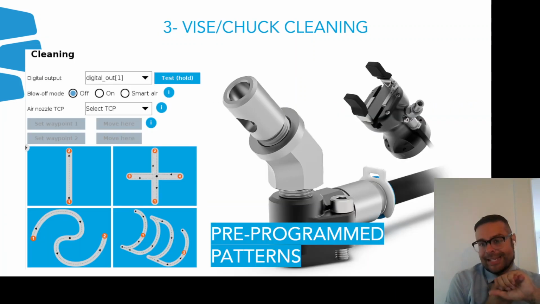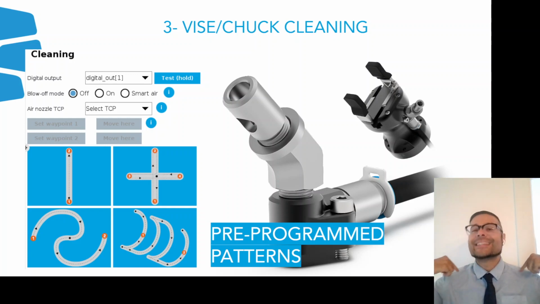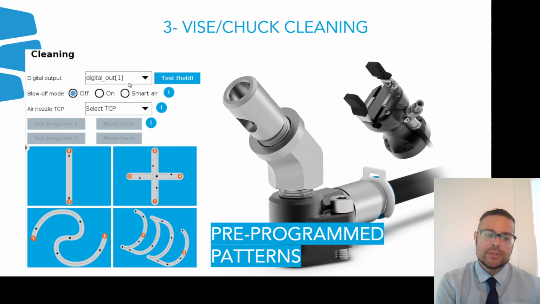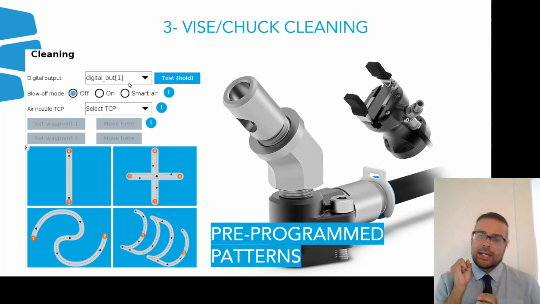Then we're gonna clean the vise, the chuck, or the part with air, okay? So we're using compressed air and an electro valve that can be activated using an output of the robot. So we just need to assign the right output, and then there's going to be an air blast at the right time in the program.